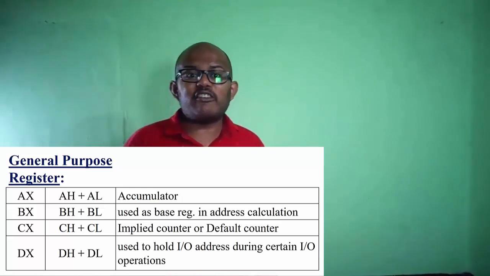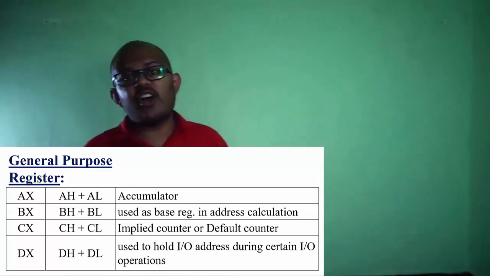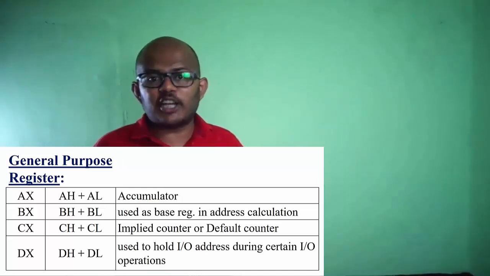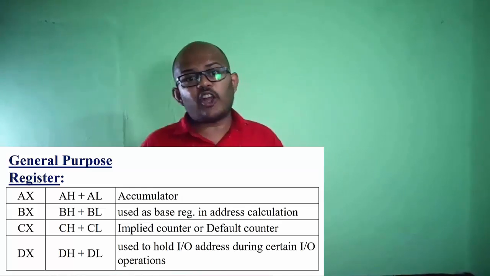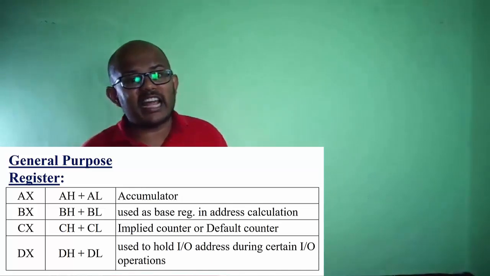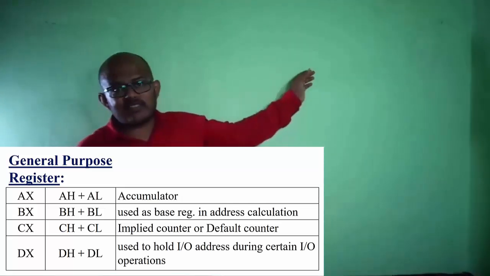DX register: whenever you are performing 16-bit multiplication, at that time DX register is used, or whenever you are performing 32-bit by 16-bit division, at that time you make use of this DX register. Not only that, it is used to store the address of IO operations. So, this is the use of the general purpose registers.